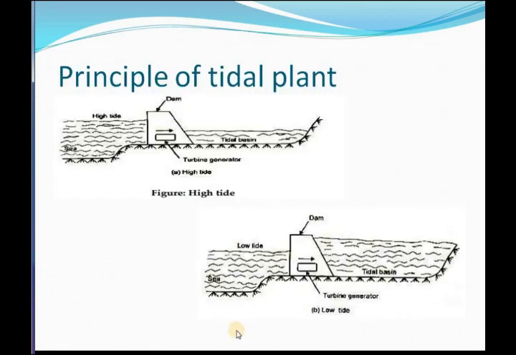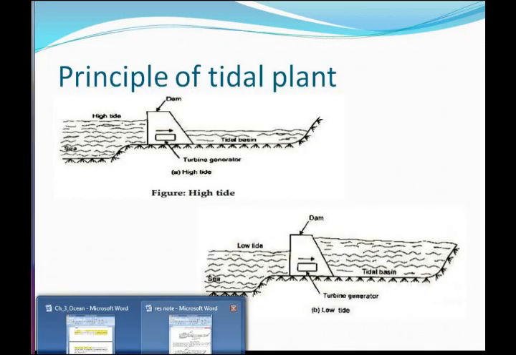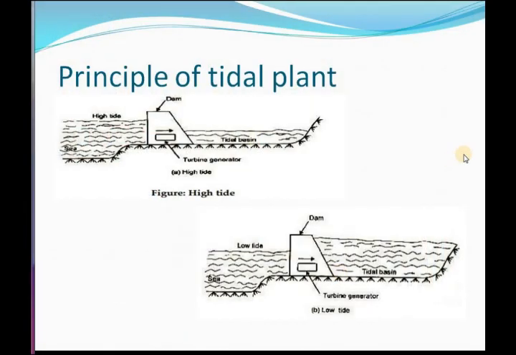Now moving on towards the principle of tidal energy or tidal plant, we will see. So the tidal plant will be arranged in this way: if you have high tides, there will be a dam constructed, there will be a turbine generator, and there will be a tidal basin. Whenever there are high tides or low tides occurring, for high tides there will be a different procedure, and for low tides a different procedure.